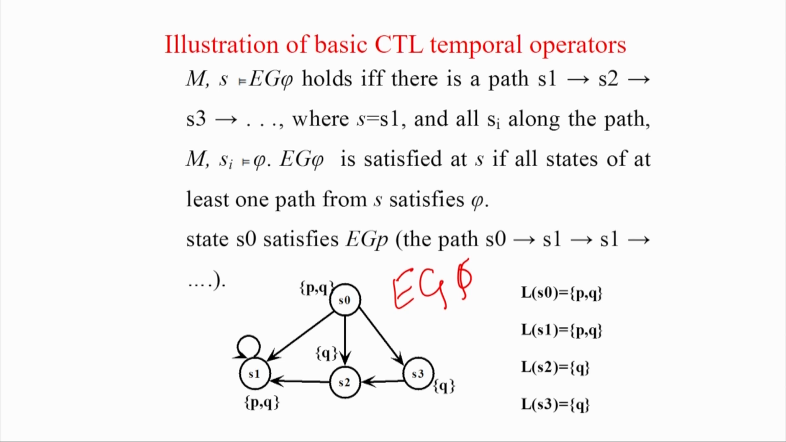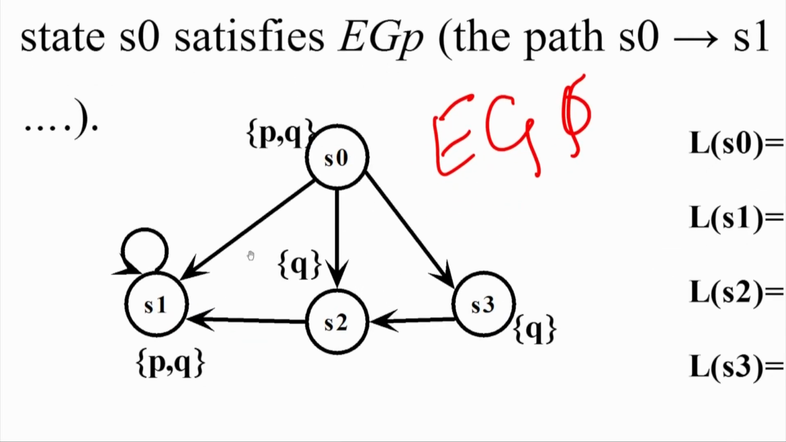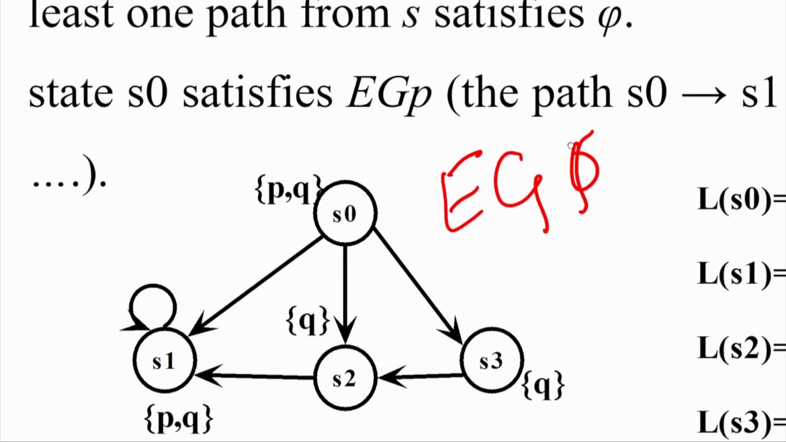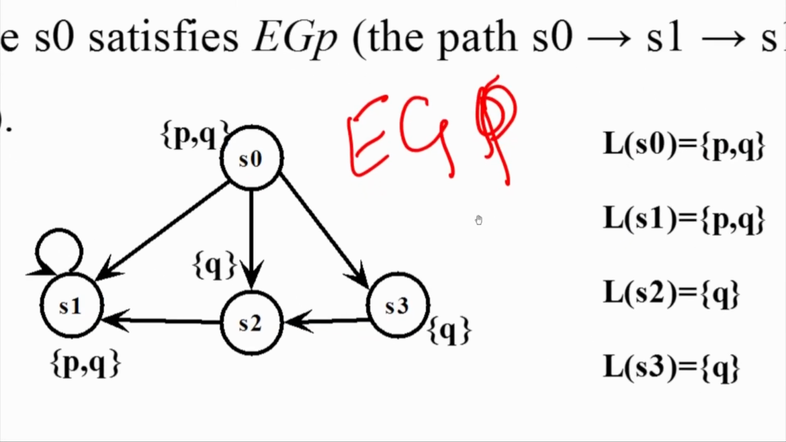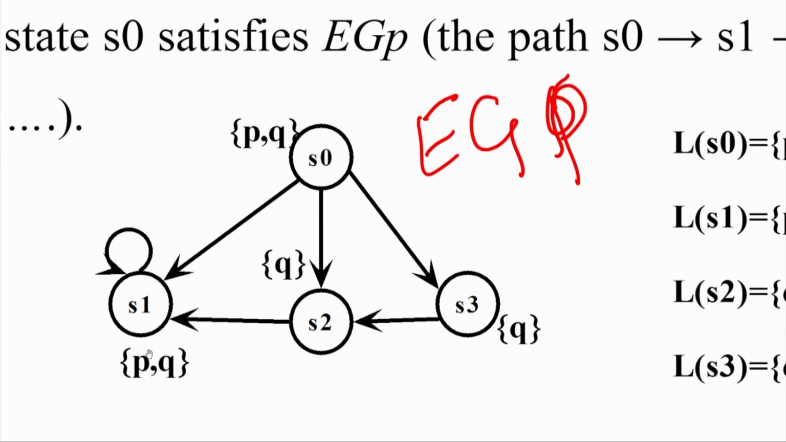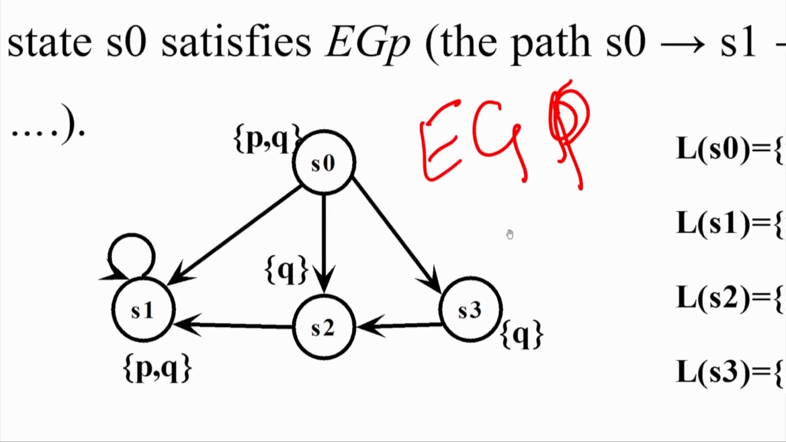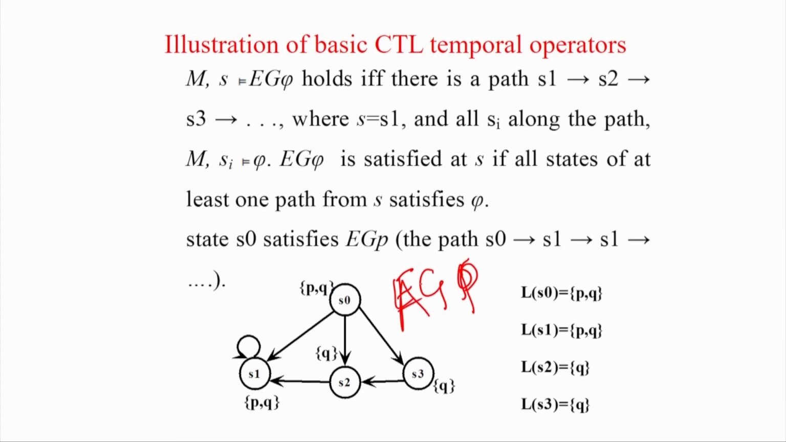EG phi. So what it says, that means you can zoom it. EG phi means there exists at least a path where globally some phi statement is true. So let me make it instead of phi, a general value, I make it P. Now you see, it is true over state S0 because there exists a path from here, a loop, where globally P is true. So P is true over here. But I cannot write that for all paths, AG. This is satisfied, but I cannot write AG.